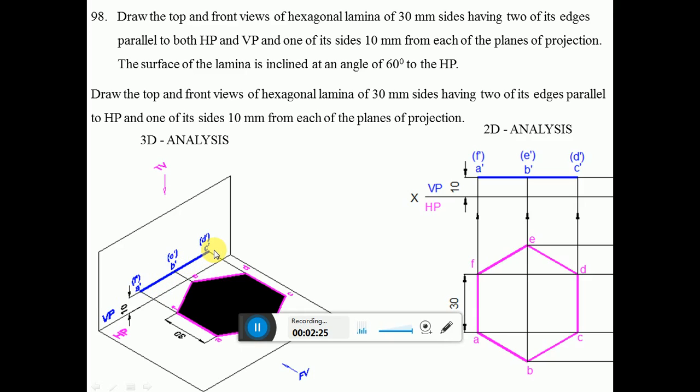When you take the 2D analysis, you can see the surface is kept 10 mm above HP. It is not on the XY line, it will be 10 mm above the XY line. Two sides are parallel to HP and two sides are perpendicular to VP. Which are the two sides perpendicular to VP? AF and CD.